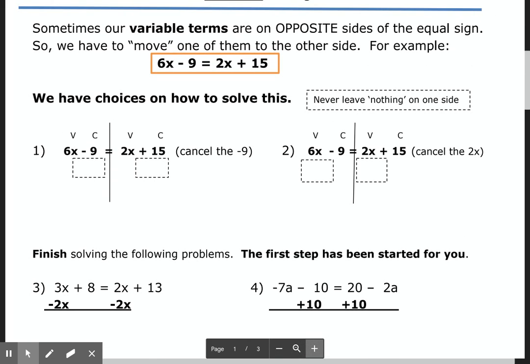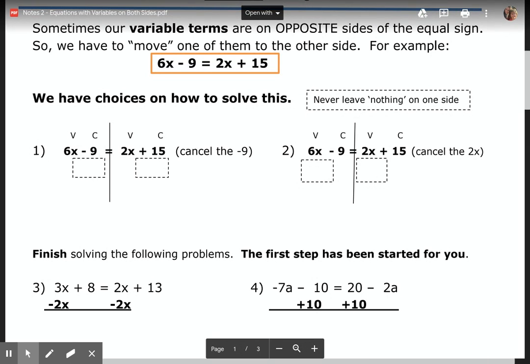So now let's go ahead and take a look. It says sometimes our variable terms are on opposite sides of the equal sign. So we have to move one of them to the other side. For example, on problem 1, I've got 6x minus 9 equals 2x plus 15. So since we're balanced, I've got the 6x is a variable term, and I've got the c is a constant for your negative 9, and then on the other side, 2x is a variable term, there's a v, and then 15 is your constant, and there's a c.